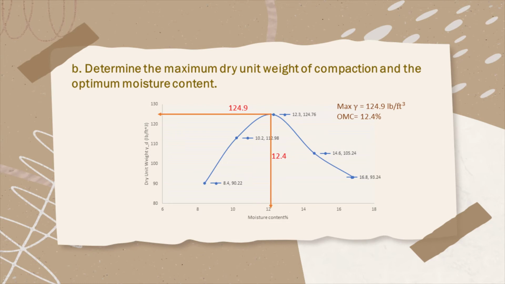On the second question, determine the maximum dry unit weight of the compaction and the optimum moisture content. So the tip of the graph, the very maximum, from the relationship between the dry unit weight and the moisture content, we can plot for our maximum unit weight and the optimum moisture content, which is approximately, for the maximum unit weight, equal to 124.9 pounds per cubic foot. And the optimum moisture content is 12.4%.